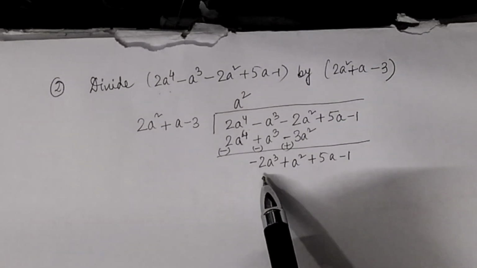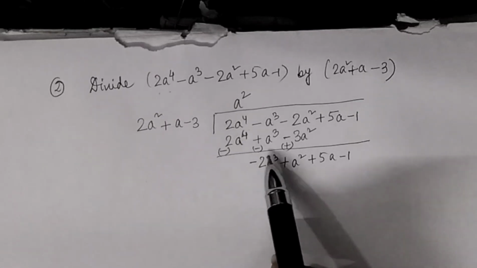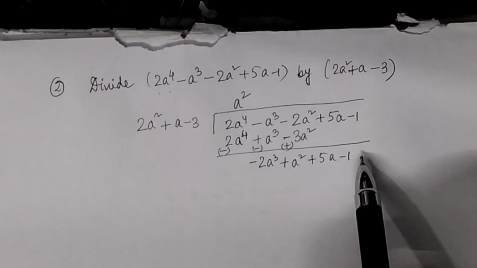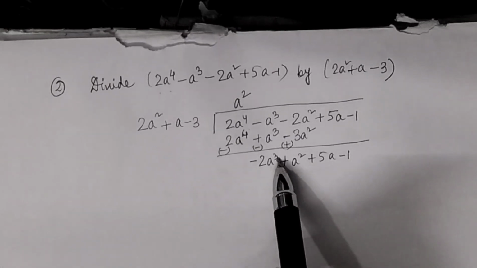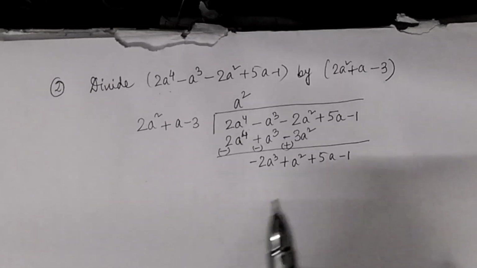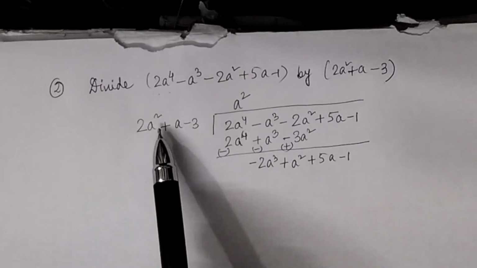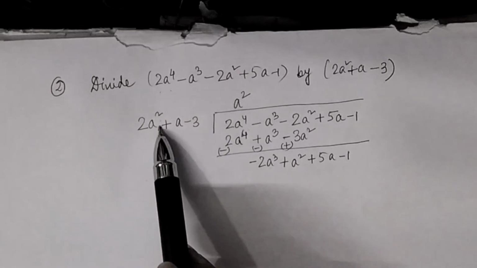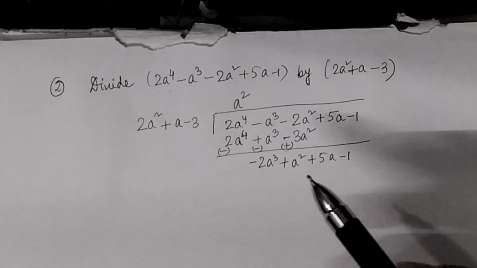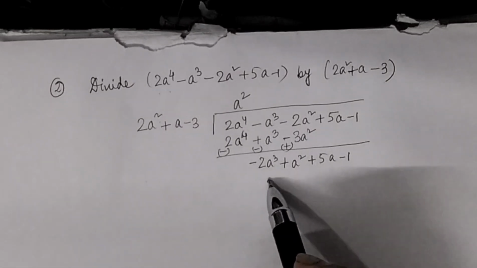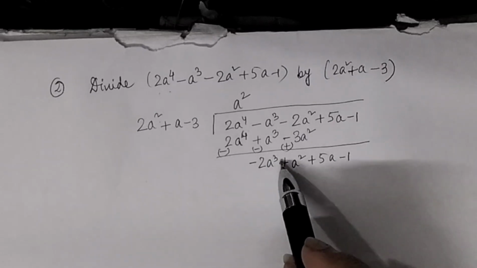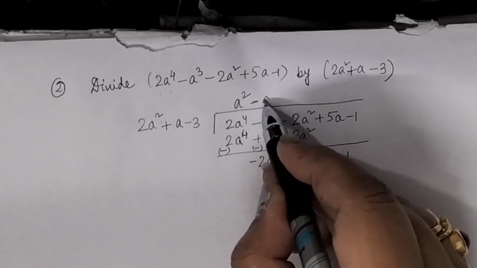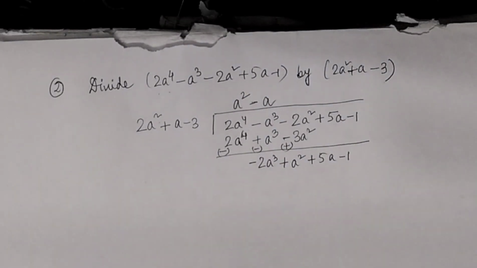Now again we have to check what is the power of the expression which has come up as the remainder. Here the highest power of the variable is 3, right? And the highest power of the variable of the divisor is 2. So obviously this power is more than this one. So we have to continue the same process. Here it is minus 2a cube. So we must try to eliminate minus 2a cube. So we have to take minus a in the quotient, right?